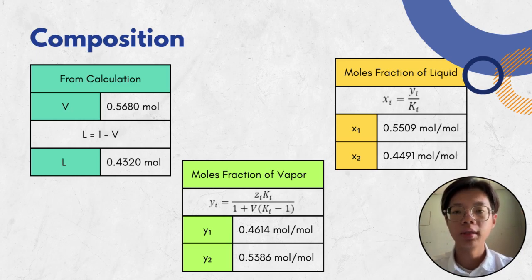Just now we have calculated the value of V, and right now we can calculate the value of L, which is the mole of liquid, by simply 1 minus V, and we get the value of L is 0.432 mole. After this, we can calculate the mole fraction of vapor with the given formula, and we can get the two values of Y1 and Y2. After that, we can calculate the mole fraction of liquid with the answer that we have calculated from the mole fraction of vapor, and we can get both values of X1 and X2.